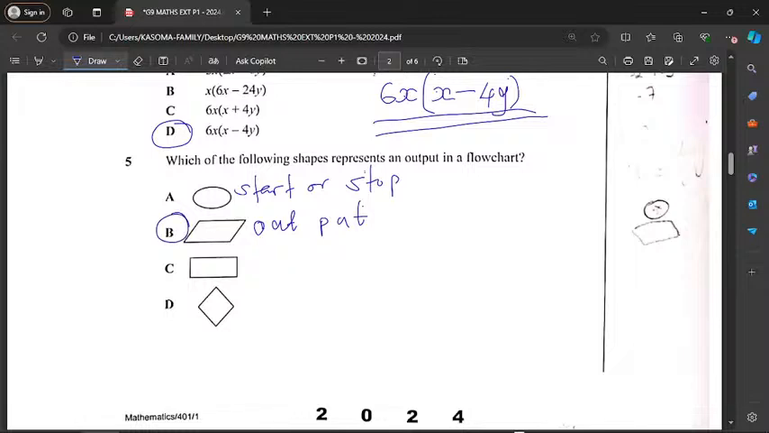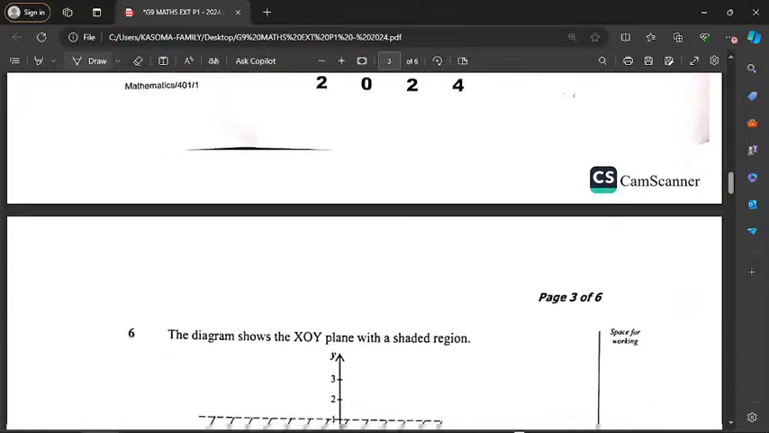Okay, then the rectangle shape, C, that is process. Then this diamond represents a decision. Okay, if you have got questions, please don't hesitate to ask in the comment section. Basically, those are the answers.